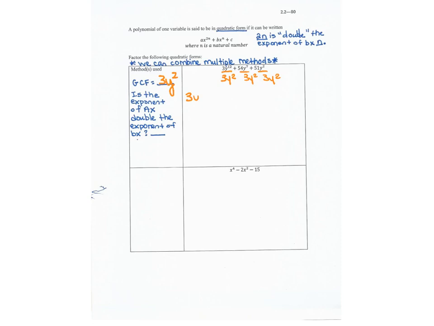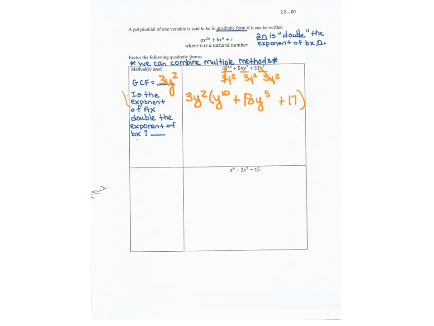I'm going to write that outside of my parentheses. 3 divided by 3 is 1. Y, 12 minus 2 is 10. Plus 54 divided by 3 is 18. And then 7 minus 2 is 5. And then 51 divided by 3 is 17. And then y squared divided by y squared is 1. So now I have a greatest common factor of 3y squared.